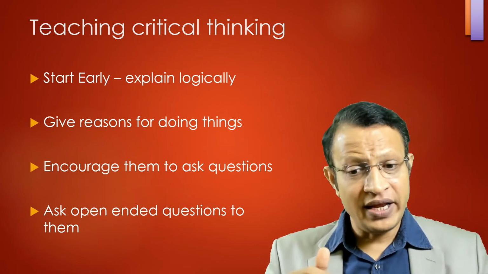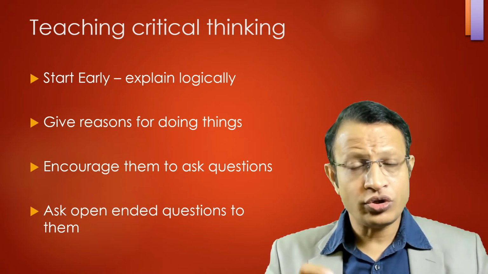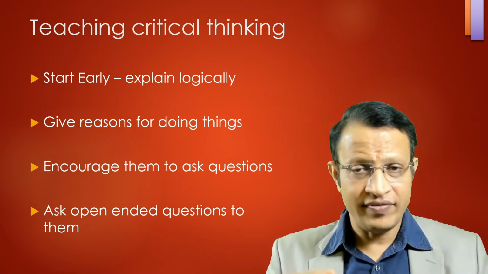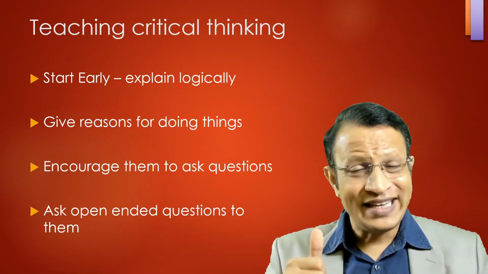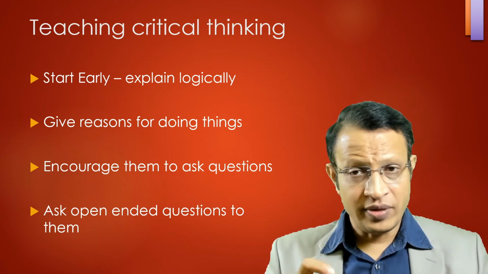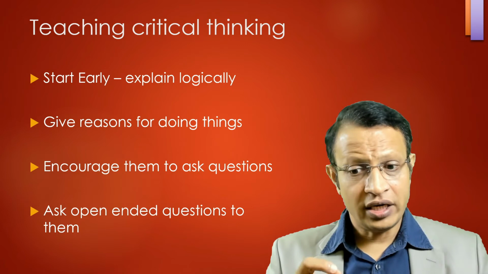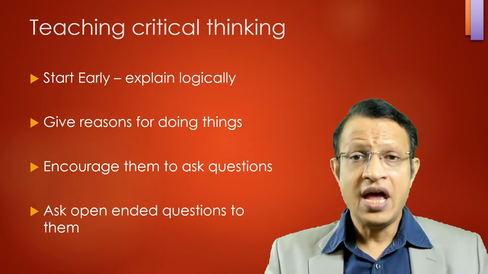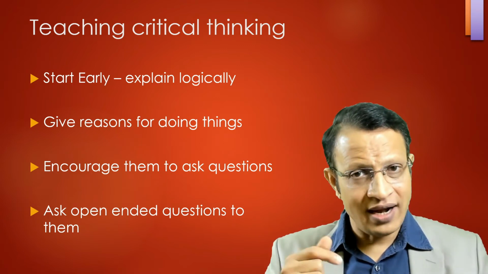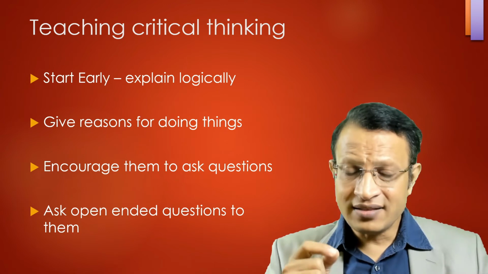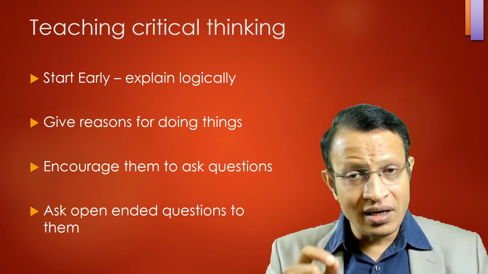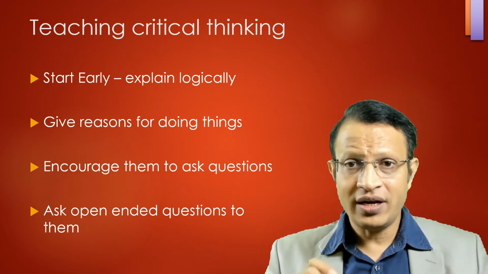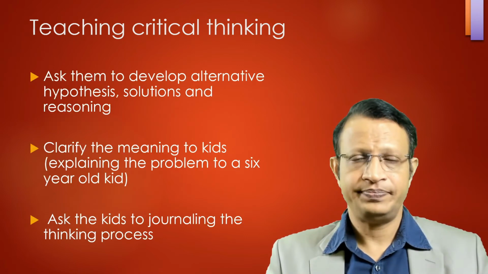It is basically explaining logically to the child. And the child also should not accept whatever you say. It should ask questions: why is it that way? Why can't it be the other way? And give reasons for doing things. That means if you are choosing certain things, you need to assess the information. Encourage the children to ask questions. And you also need to ask open-ended questions to the child. That means the child starts thinking creatively, and also starts thinking critically about whether the information given to me is right or wrong, what evidence it is based on, and what decision should be objectively made.